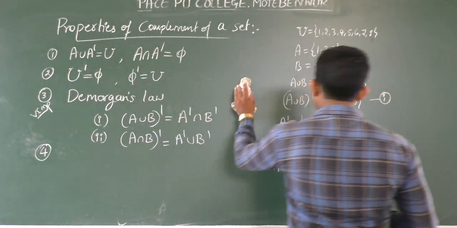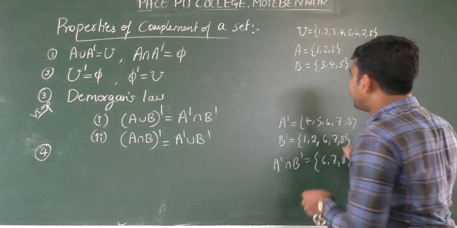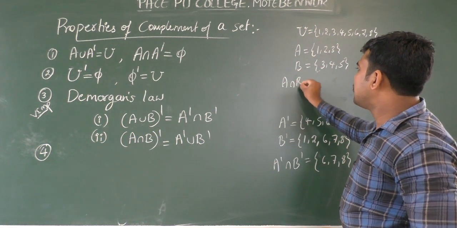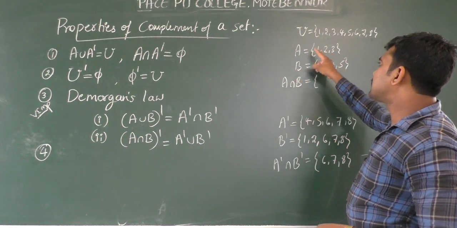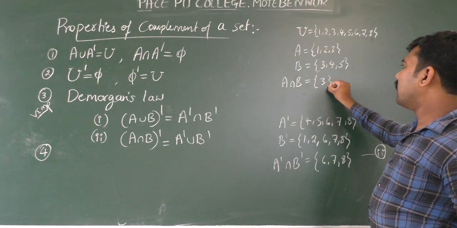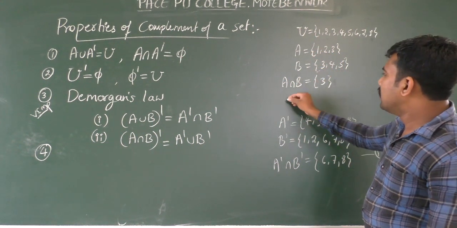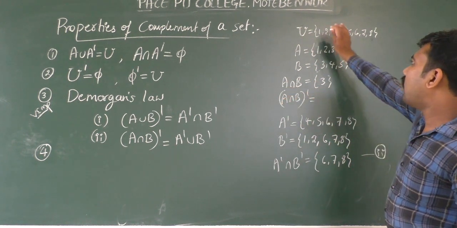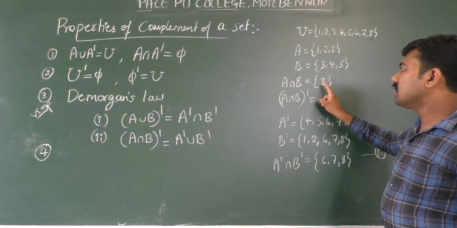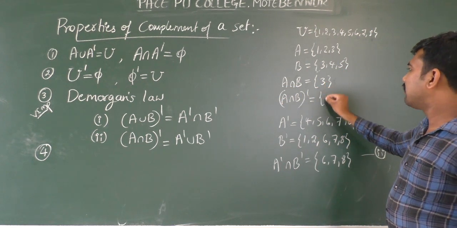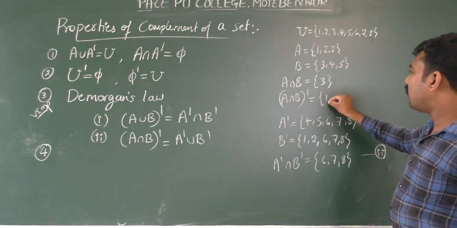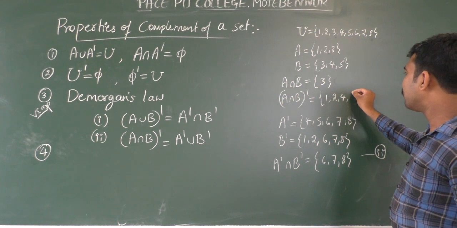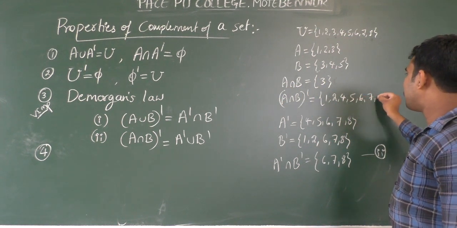Before that we need A intersection B. So what is A intersection B? What are the common elements in A and B? You have the set of all 3. Isn't it? Now (A intersection B)' means the set of all elements of U which are not in this set. That is, all the elements other than 3. That is 1, 2, 4, 5, 6, 7, 8.